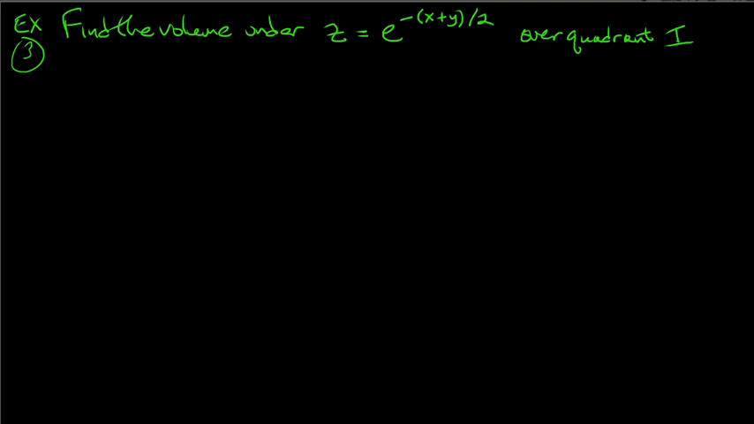Okay, so this one's maybe a little trickier. Not much, I don't think. So we want to find the volume under the surface z is equal to e to the negative x plus y over 2. So that's our function. It's a function of either x or y, or in this case both. So negative x plus y over 2, that's the exponent of e.